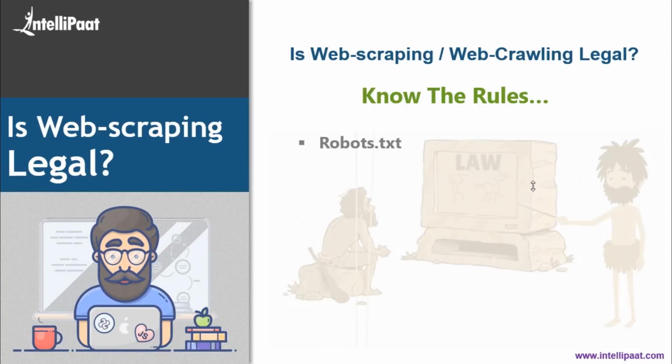The first one being robots.txt. Be it commercial or non-commercial, Indian, American or any website, one of the easiest ways to find out which websites allow scraping and which don't is simply by checking their robots.txt file. You can do it by appending /robots.txt at the end of the website URL you wish to scrape.